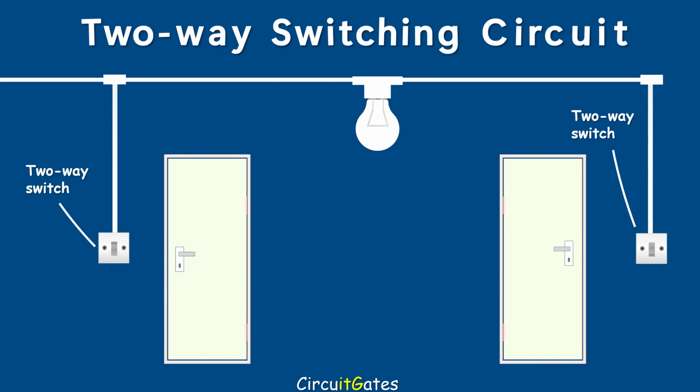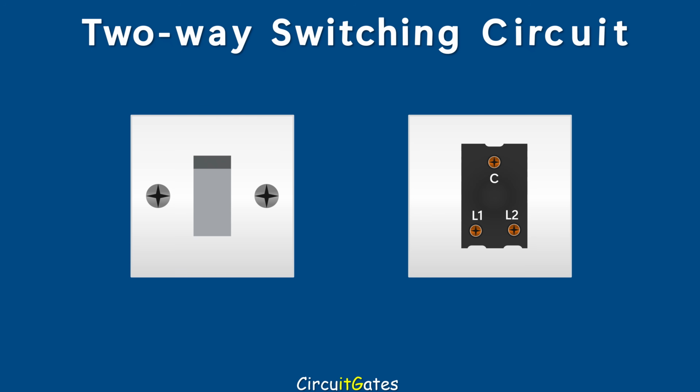A two-way switch is a switch with three terminals. One terminal is labeled L1, the other is labeled L2, and the last one is labeled common. The common terminal is the terminal where the live wire from the supply is connected, or the live wire going to the lamp from the switch is connected.